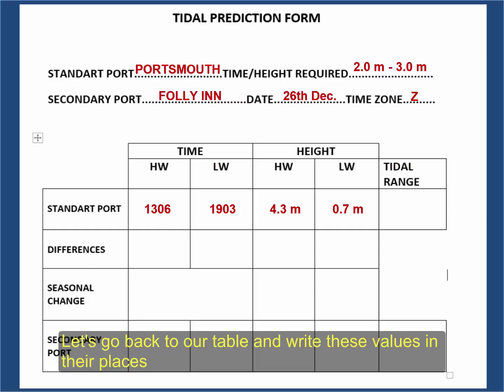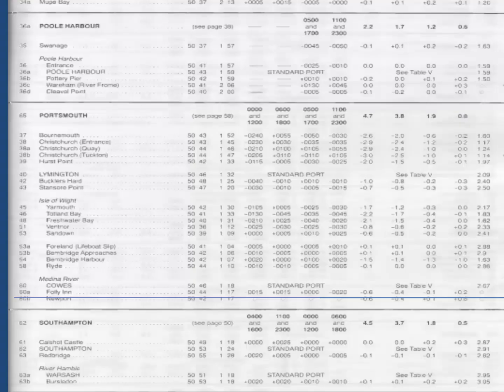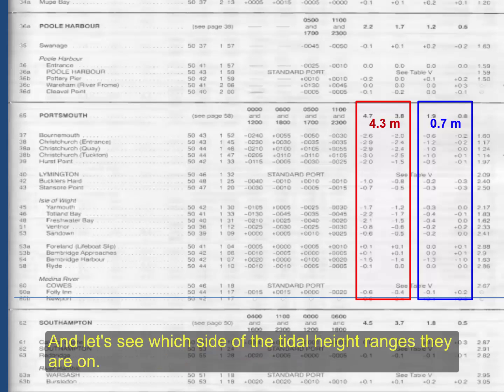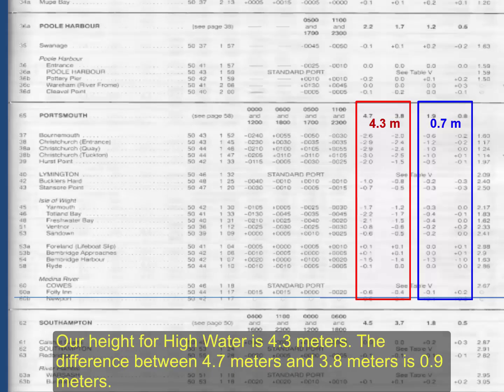Let's go back to our table and write these values in their places. And as for tidal height corrections, first, let's place the tidal heights of our standard port, and let's see which side of the tidal height ranges they are on. Our height for high water is 4.3 meters. The difference between 4.7 meters and 3.8 meters is 0.9 meters.